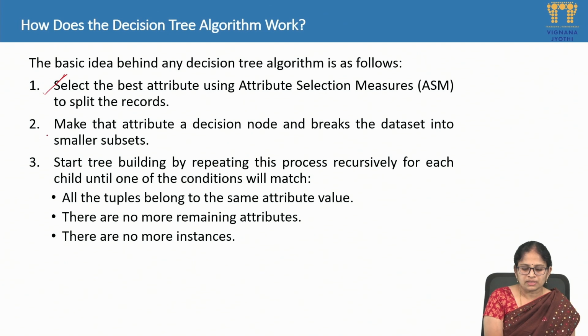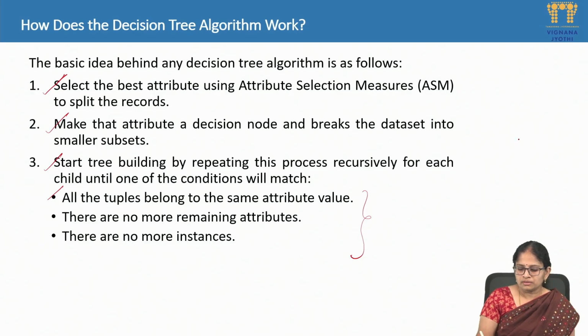So once the attribute is selected, then you have to break the data set into smaller subsets based on the number of distinct values of that selected attribute. Thirdly, start the tree building by repeating this process recursively until one of these 3 termination conditions is met. What is the first condition here? All the tuples belong to the same class value. Then that particular node is called a pure node.